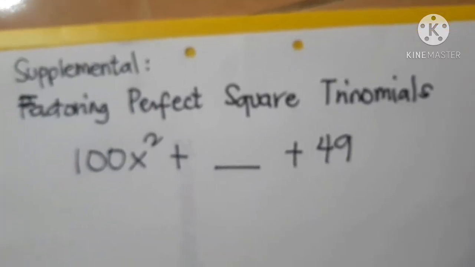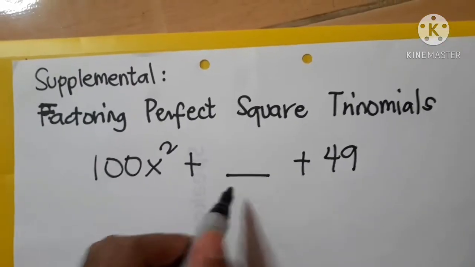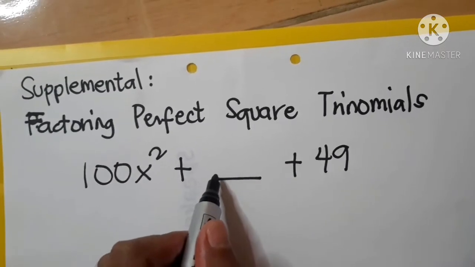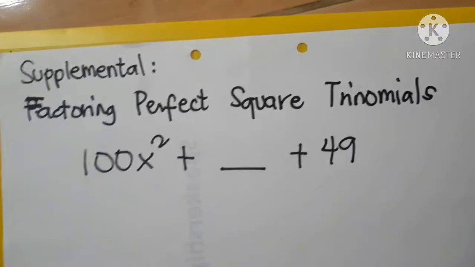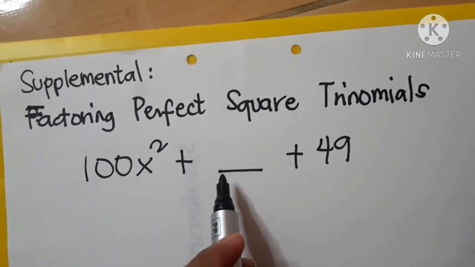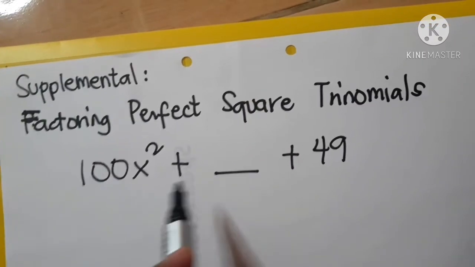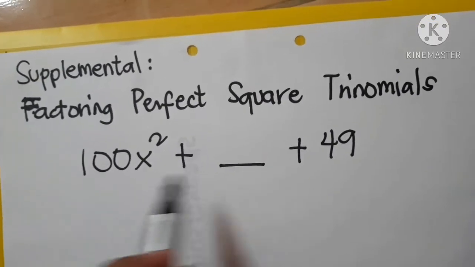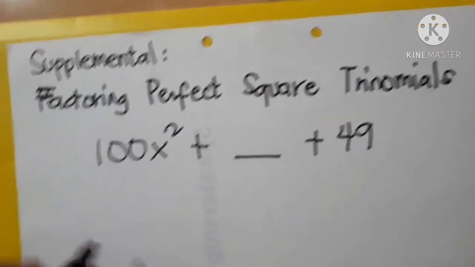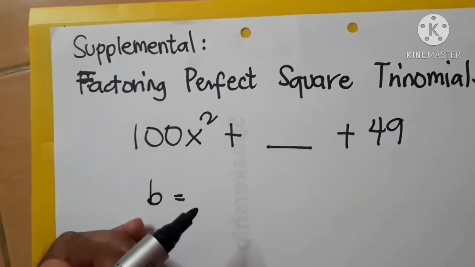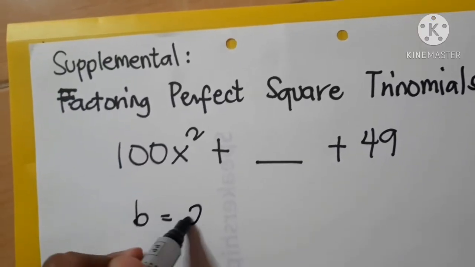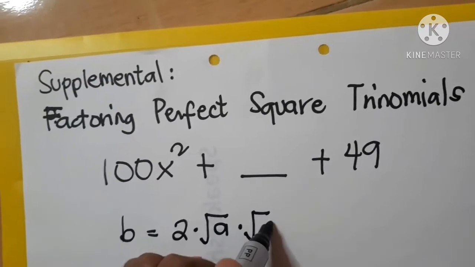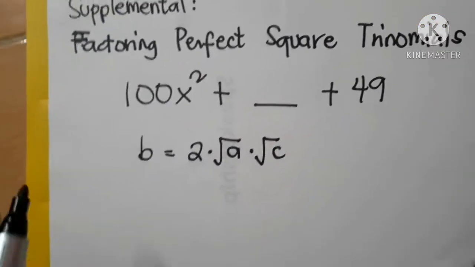As we learned, the middle term here is equivalent to twice the product of the square roots of the first and the last term. I will repeat. The middle term is equivalent to twice the product of the square roots of A and C. So in short, B is equal to twice the product of the square root of A and the square root of C. That will be our formula.